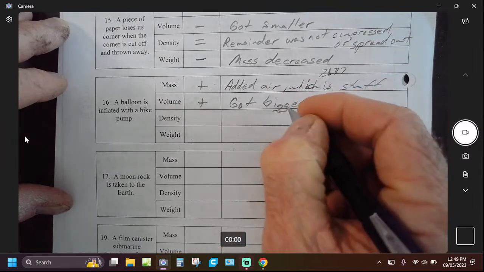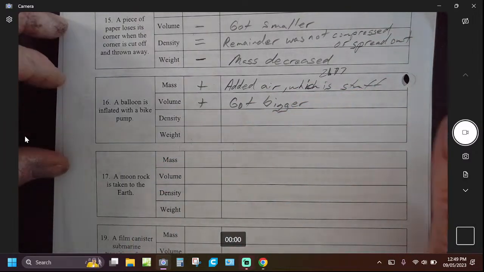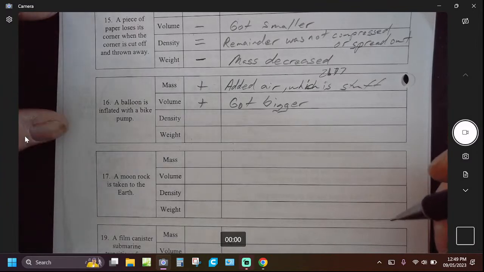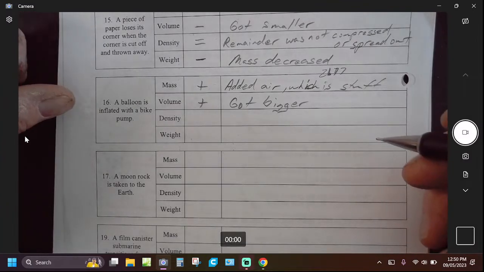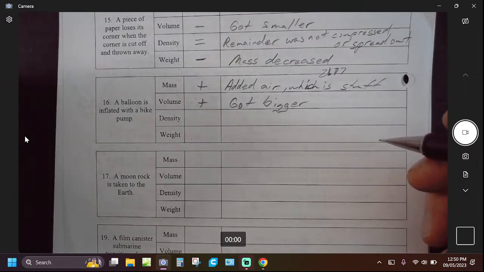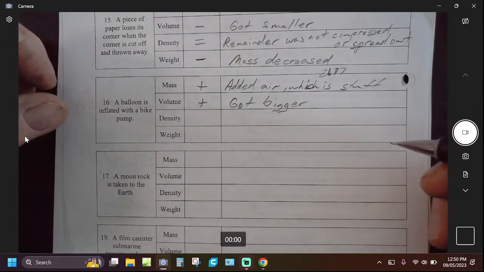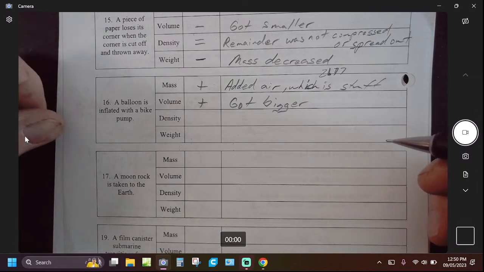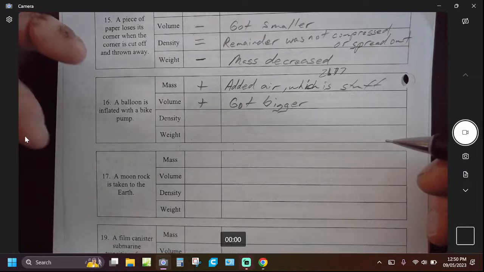Now, what would be a good test to see if it got more dense or less? First of all, do you think it got more dense or less dense as I blew it up? Less dense. And what's one way you could explain how you know that? We've got 25 minutes. How do we know it became less dense? And what's a test we could use?